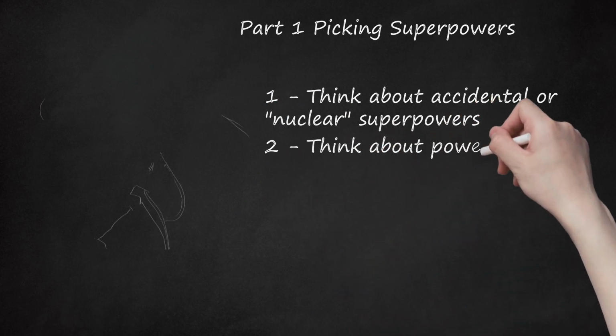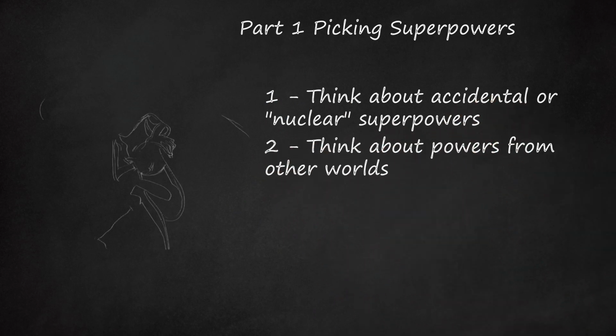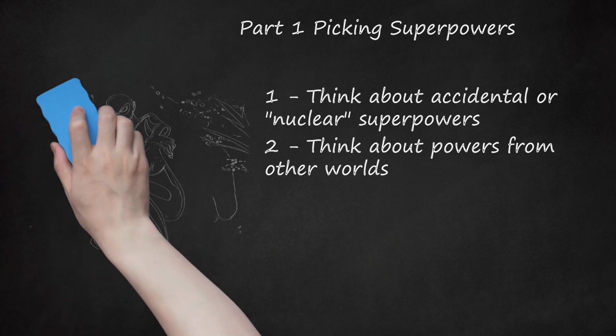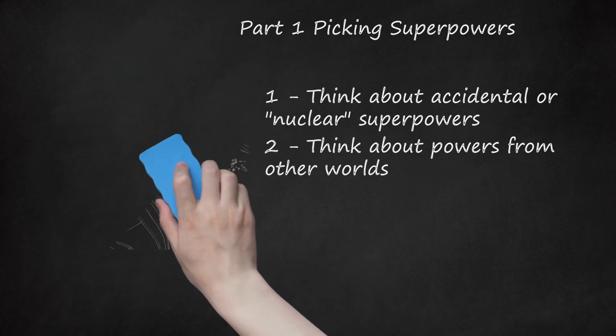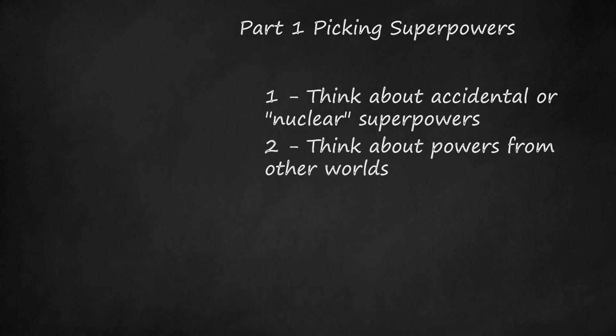2. Think about powers from other worlds. Some characters have alien powers. Here, objects or abilities have been given to your hero from other worlds. These stories and powers tend to be expansive and intergalactic, giving your hero the ability to fly between worlds and do things that break all the rules of being a human. Sometimes these heroes will even look like aliens, or be transformed in some way. Superman, Silver Surfer, and Green Lantern are examples of this kind of hero.